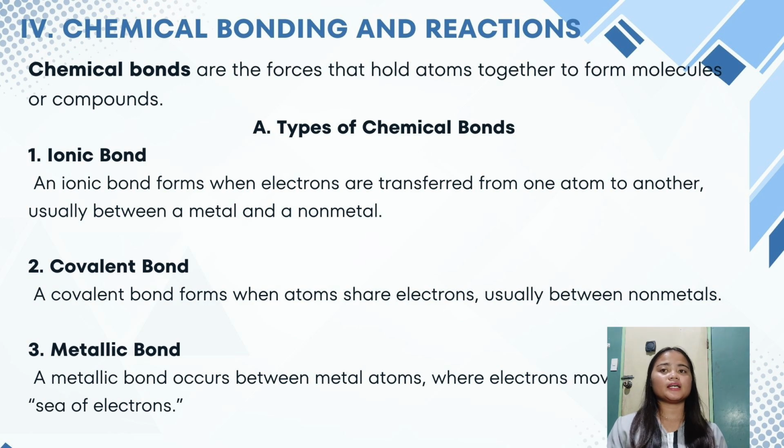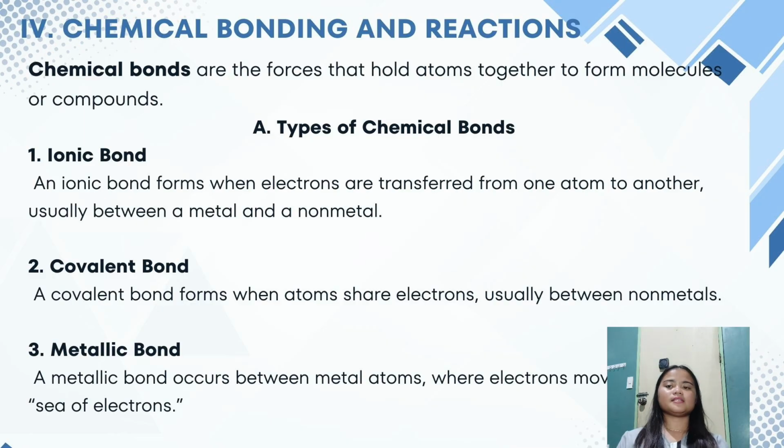So an ionic bond is when electrons are transferred from one atom to another, and usually it forms between metal and non-metal. Next is the covalent bond. A covalent bond forms when atoms share electrons, usually between nonmetals. So a covalent bond is when atoms share electrons, usually between nonmetals. Next is the metallic bond.